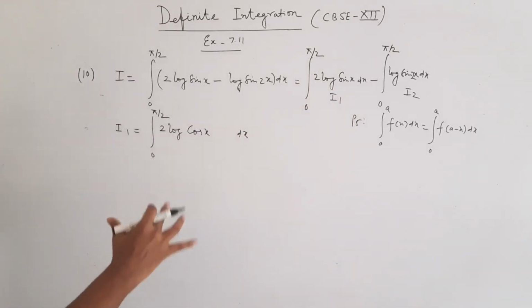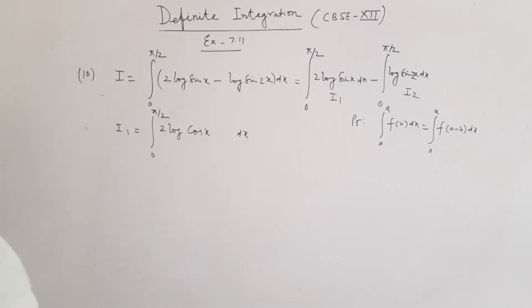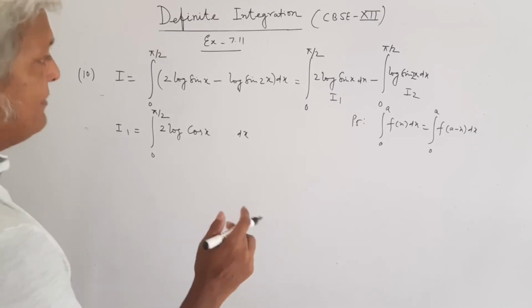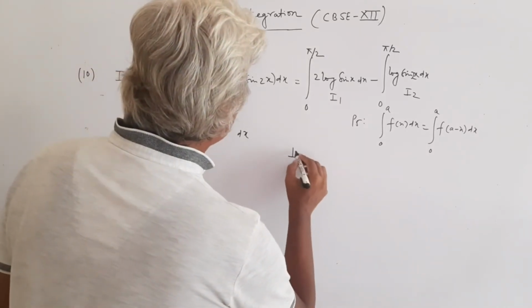Now if I add them, then what I'll get? I get 2 I1 equals integral of log sin x plus log cos x, and that becomes log of sin x cos x. So this is something which I have to pay attention to. Now if I use the same property but I'm not getting any concrete help, I'm going for I2 also.